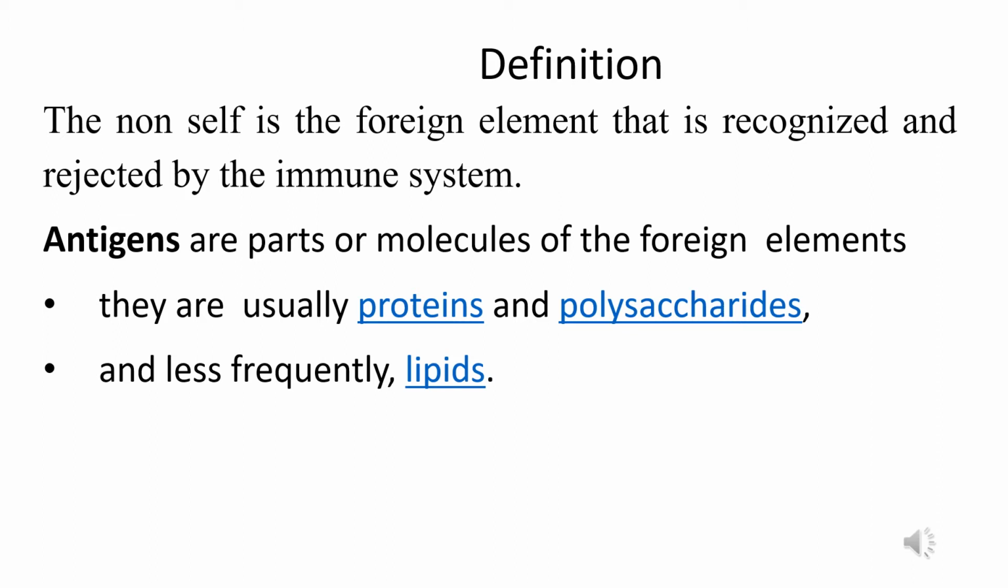But actually, does the immune system recognize directly the non-self, like the bacteria, for example? Actually, the immune system recognizes parts of the non-self called antigens. So antigens are parts or molecules of the foreign elements. What are these antigens? What are they made up of? They are usually proteins and polysaccharides, and less frequently lipids, and usually these antigens are displayed on the surface of the non-self.